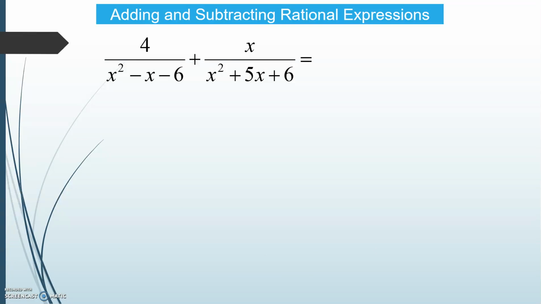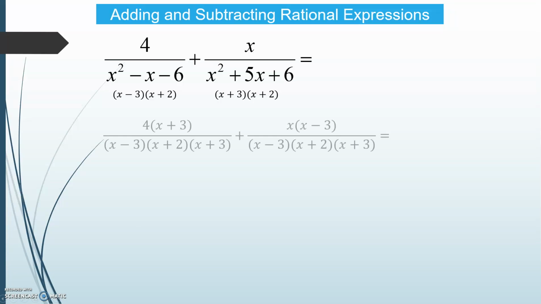So what you want to do is factor each of them. So x squared minus x minus 6 factors into x minus 3 and x plus 2. The second one on the right there factors into x plus 3 times x plus 2. So as you can see, this guy is missing an x plus 3. This one is missing an x minus 3. So what you're going to do is multiply the top and bottom of the left one by x plus 3, and the right one by x minus 3.